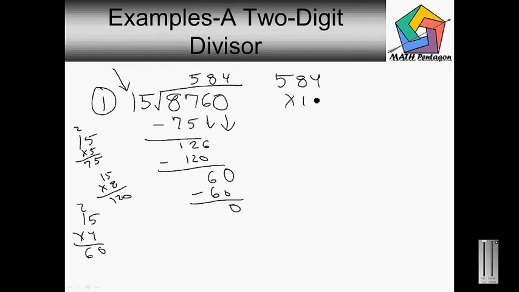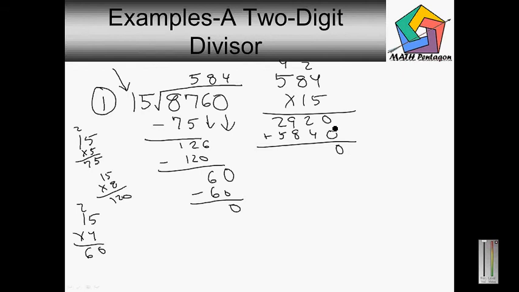584 times 15. 4 times 5 is 20. 8 times 5 is 40 plus the 2 is 42. 5 times 5 is 25 plus the 4 is 29. Put a 0 here. 4 times 1 is 4. 8 times 1 is 8. 5 times 1 is 5.